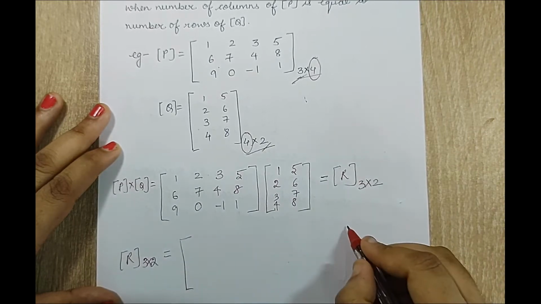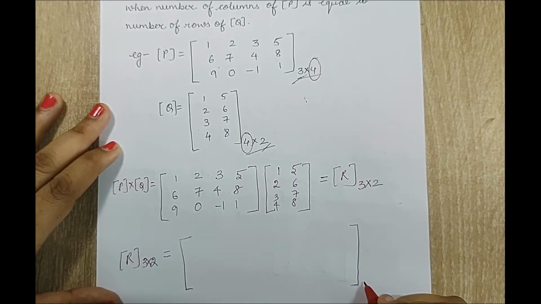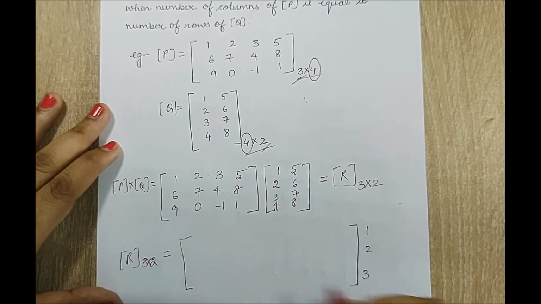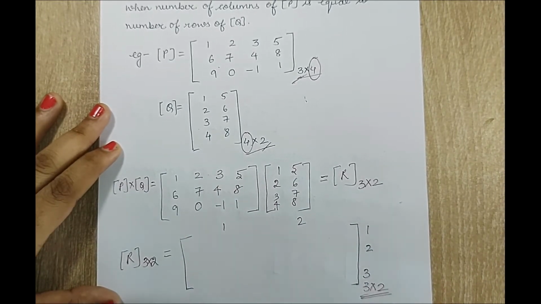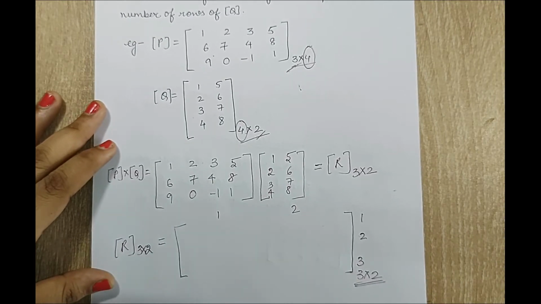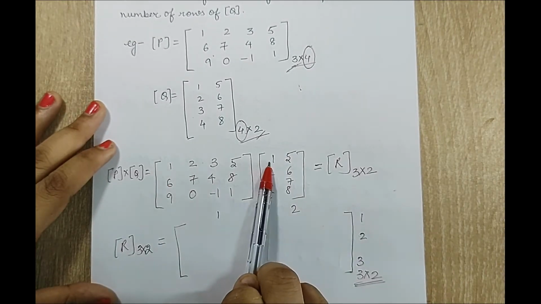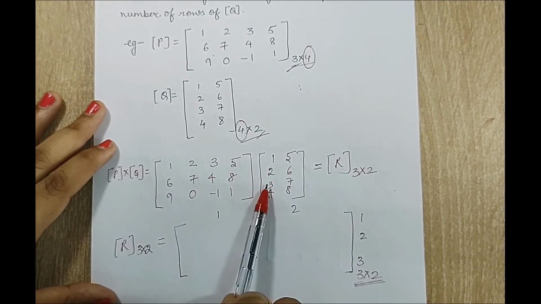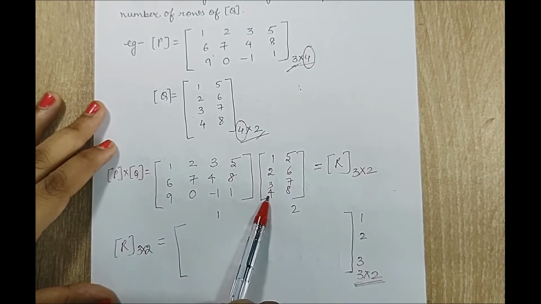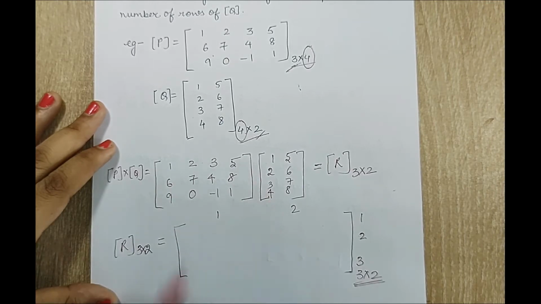Now look, how do I multiply? I'll have 3 rows, so 1, 2, 3. I have 2 columns, 1 and 2. My order is 3 by 2. This is something that I write here. Now how do I multiply? I'll multiply 1 into 1, then 2 into 2, 3 into 3 and 5 into 4, and add all these values that I get.